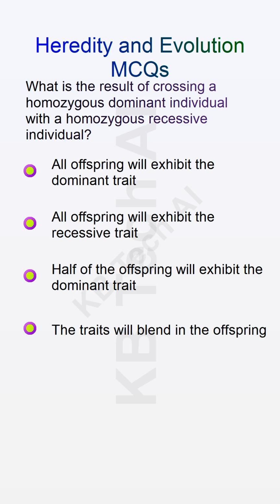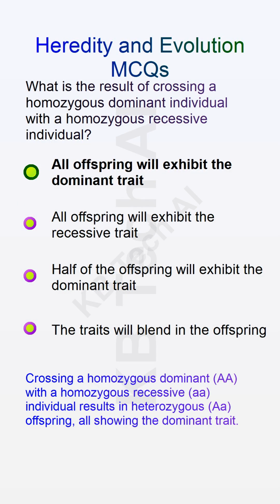What is the result of crossing a homozygous dominant individual with a homozygous recessive individual? Option 1, all offspring will exhibit the dominant trait. Option 2, all offspring will exhibit the recessive trait. Option 3, half of the offspring will exhibit the dominant trait. Option 4, the traits will blend in the offspring. The answer is, option 1, all offspring will exhibit the dominant trait.